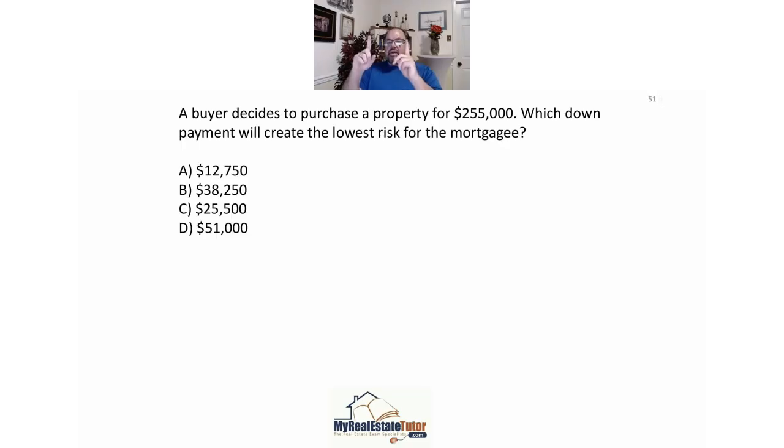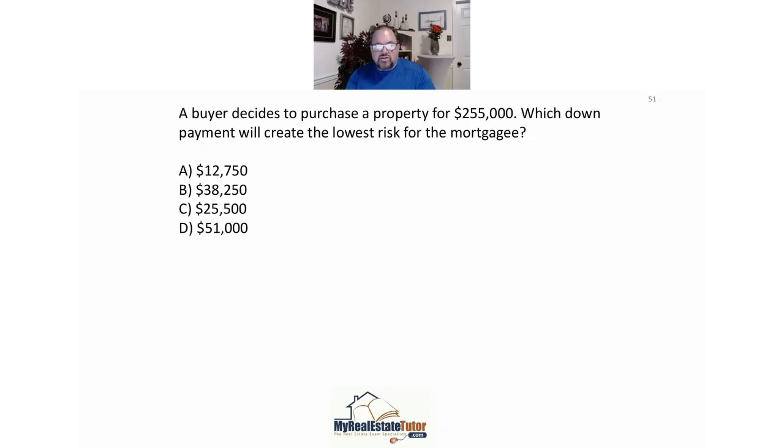So the least risk for the mortgagee would be what? A higher down payment or a lower down payment? If it's a higher down payment, then it's going to be less of a loan, which means less risk. So you want a high down payment. The one that fits here and the highest that can be done is going to be answer D. Remember, this isn't a calculation problem. We're not looking for an actual calculation. We have to understand this in theory.